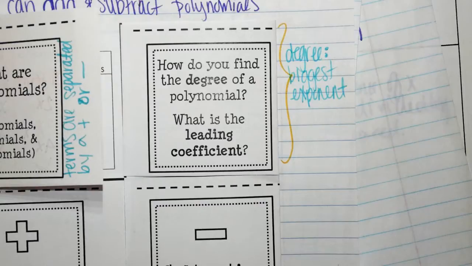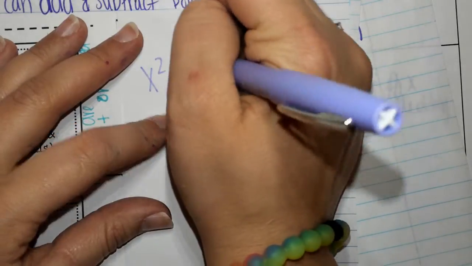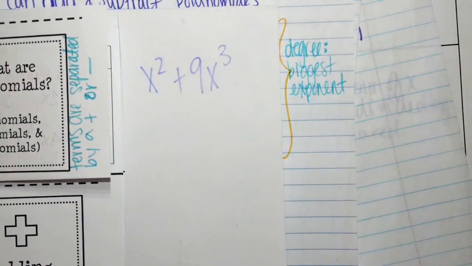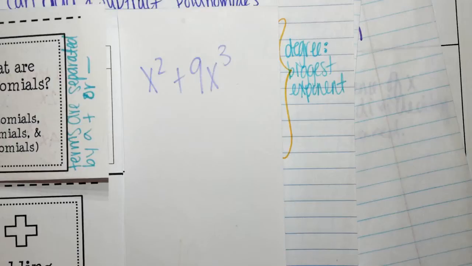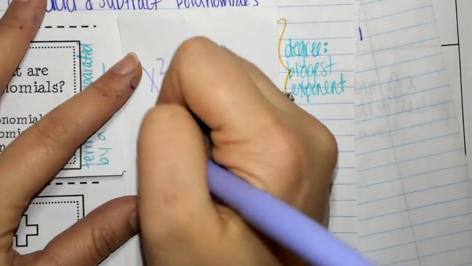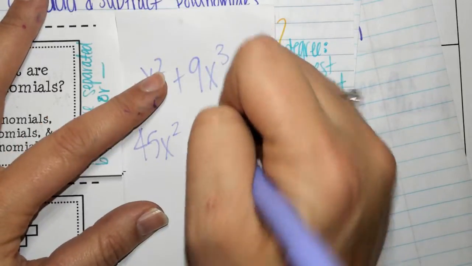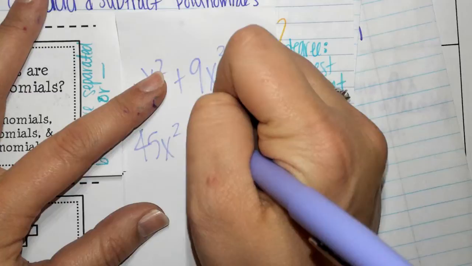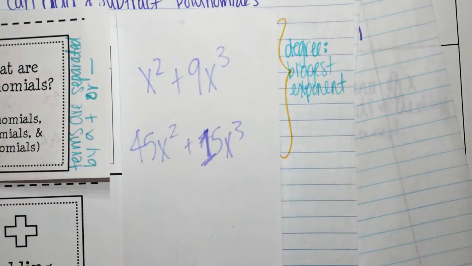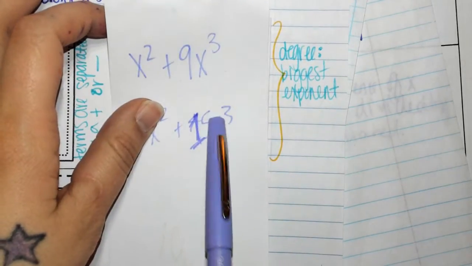Alright, so what do the words leading coefficient make you think of? The highest number. So if I wrote x squared plus 9x cubed, what's our leading coefficient? 9. Because it's the biggest number. Okay, what if I said 15x squared plus 45, let's do 45 plus 15x cubed? What would our leading coefficient be here? It's 15, because it's always the number with the biggest exponent.